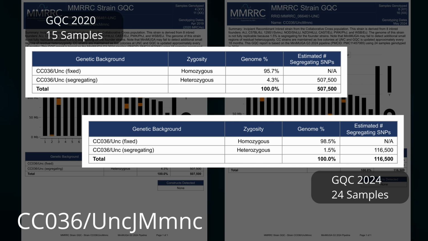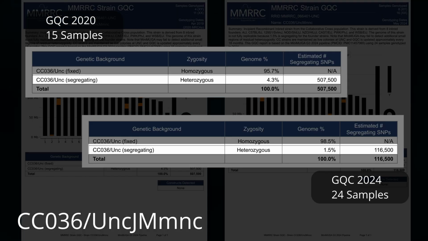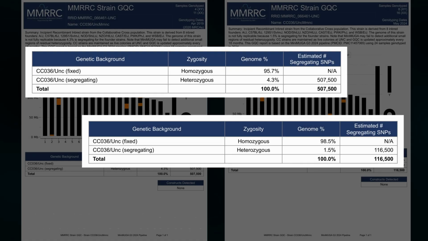For example, compare these 2 GQC reports for CC36. The one on the left involves 15 samples from 2020 and has 4.3% residual heterozygosity. The report on the right was based on 24 samples genotyped in 2024, and residual heterozygosity has reduced by more than half.